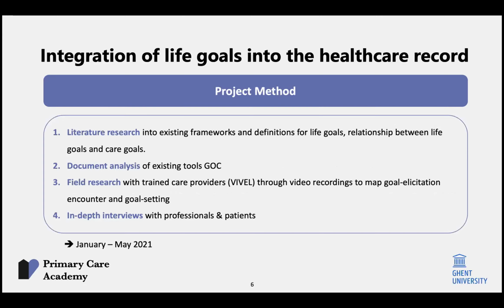Now, the method that we will use for researching both questions always consists of 4 stages. First, we will take a deeper look into what existing literature there already is on frameworks and definitions on life goals and how this literature describes the relationships between them. And then secondly, we will perform a document analysis on the existing tools of goal-oriented care, because in Flanders, there are already several practical tools that help care providers in practicing goal-oriented care.